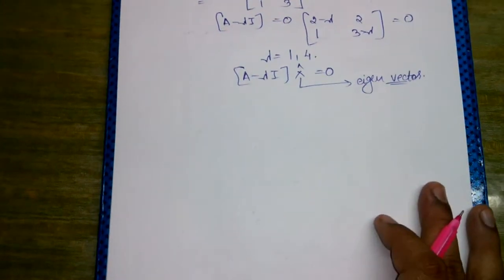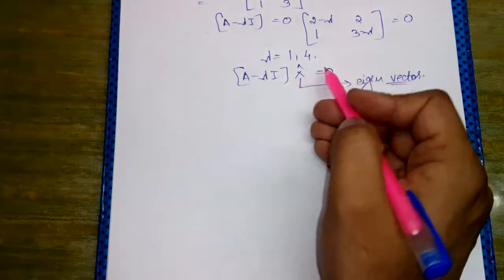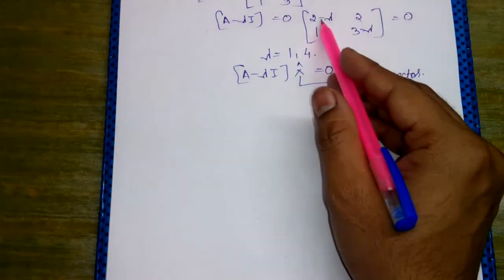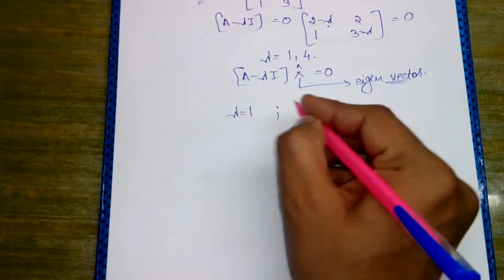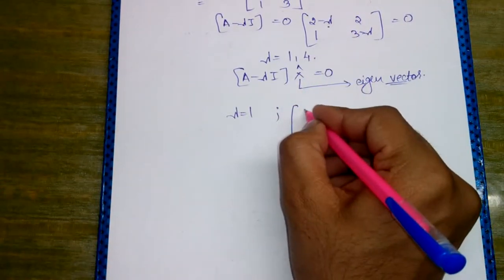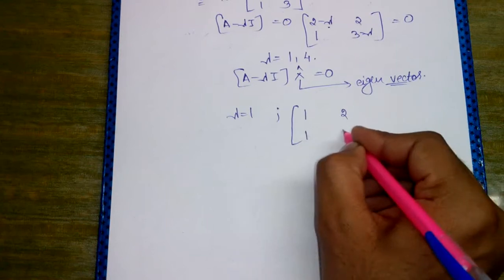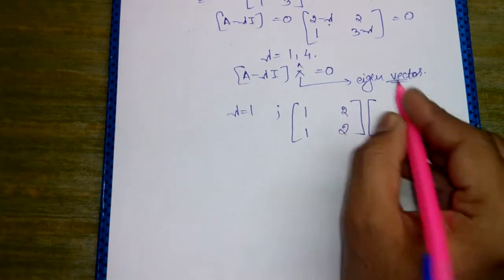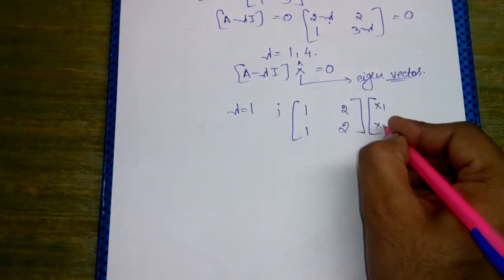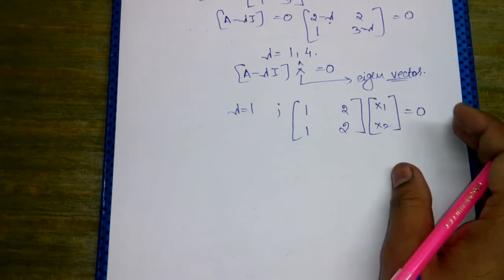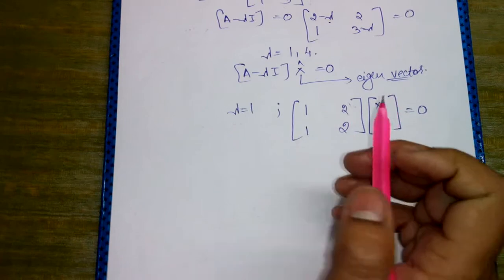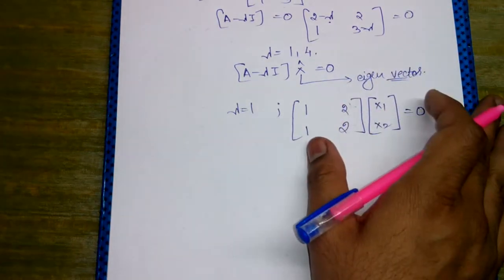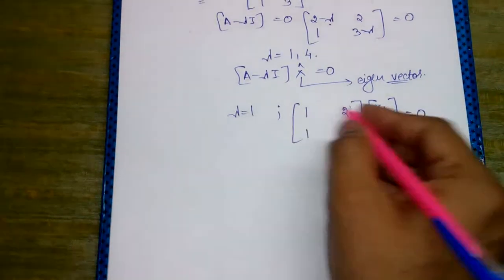Okay, this is the eigenvector, and first in this equation we will keep lambda equals 1. So for lambda equals 1, we have 2 minus 1 is 1, 2, 1, 2. This x can be written as x1, x2, and this is equal to 0. Now since the first row and the second row are the same, the value of the determinant would be equal to 0.